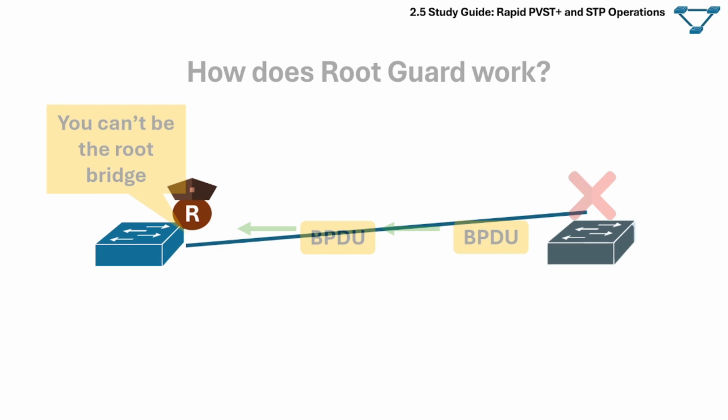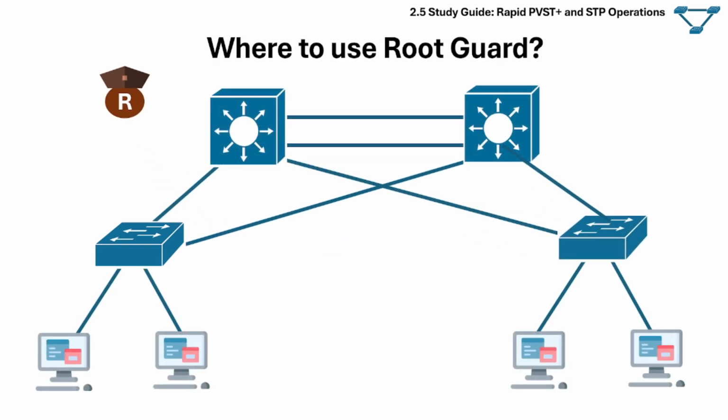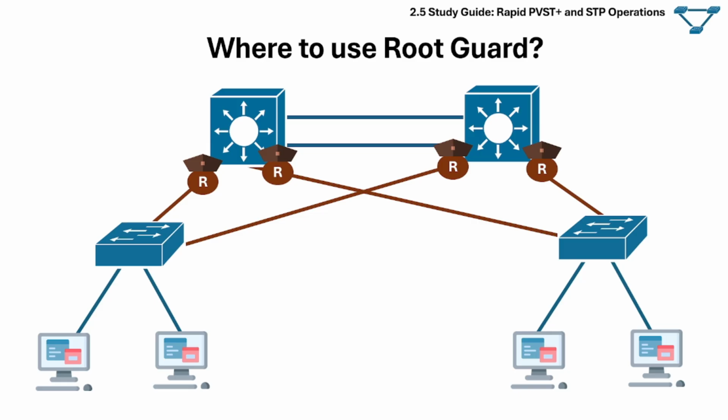Where do we use the root guard? We use root guard on ports where the root bridge should never appear. Typically on ports facing towards access or distribution layer switches, preventing unauthorized devices from becoming the root bridge.